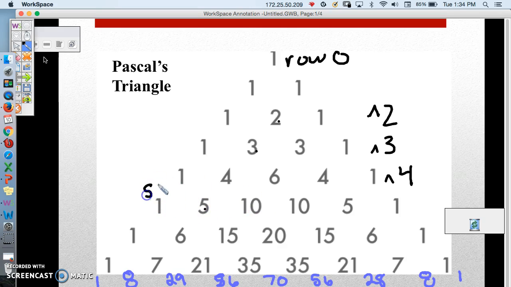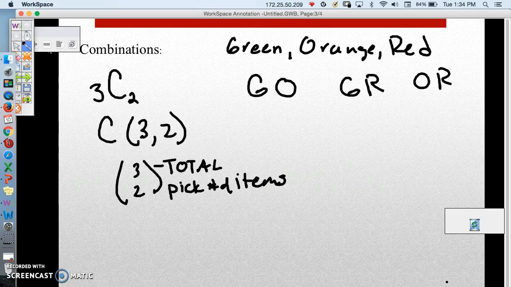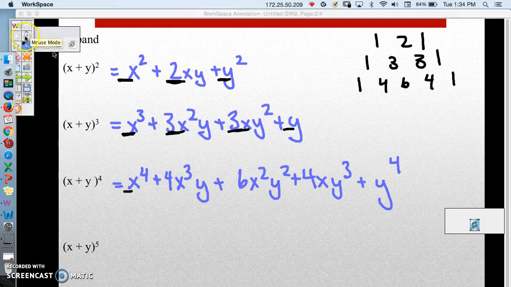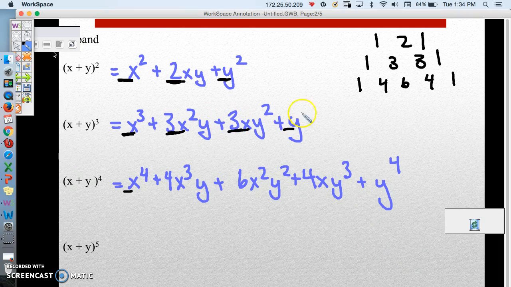So this is 5C0, 5C1, 5C2, 5C3, 5C4, 5C5. So it corresponds to that row number. Now how are we going to use this? When you take a look at our next problem here, we're asked to expand this. So we know that we have our row of Pascal's triangle here.